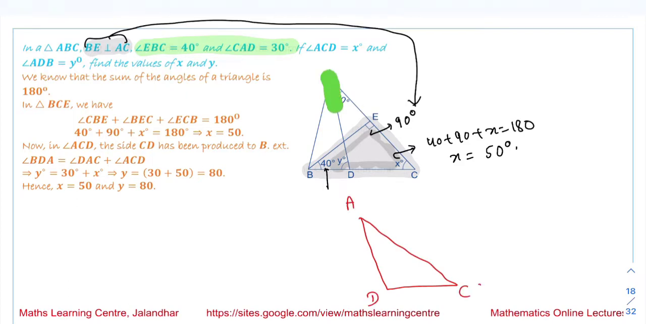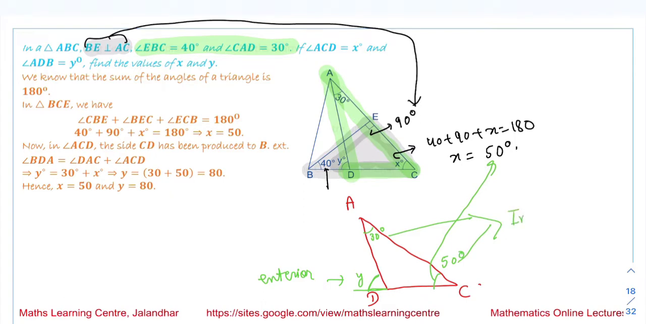I am talking about this triangle ADC. What we have is, this is the angle y, this is 30 degrees, and this angle we have calculated, it is 50 degrees. This is the exterior angle, and these two are the interior opposite angles, and we know that the value of the exterior angle is equal to the sum of the interior opposite angles. So its value is 80. So this is one of the procedures to solve.